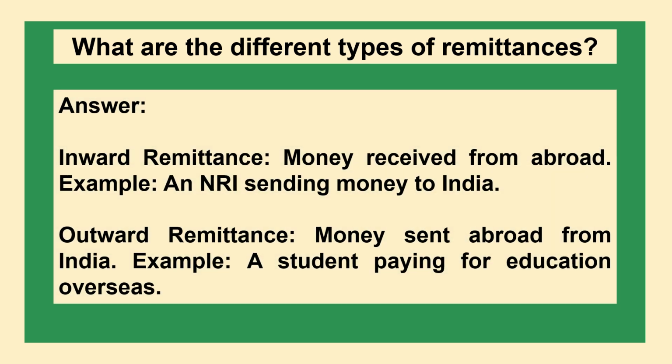What are the different types of remittances? Answer. Inward remittance, money received from abroad. Example, an NRI sending money to India. Outward remittance, money sent abroad from India. Example, a student paying for education overseas.